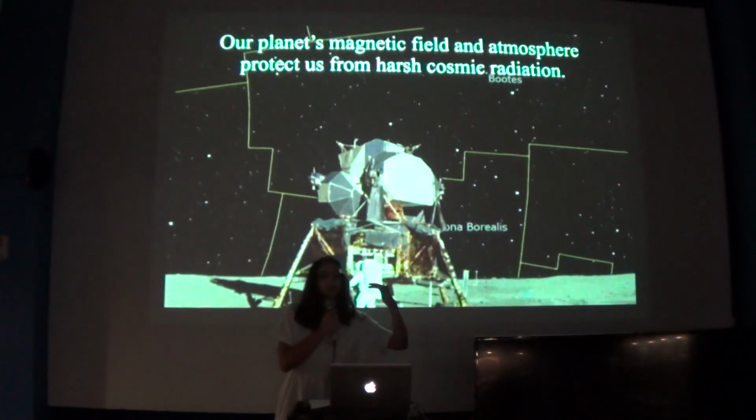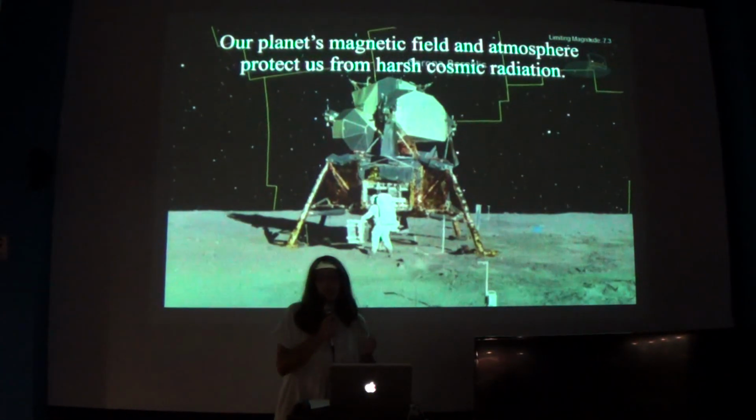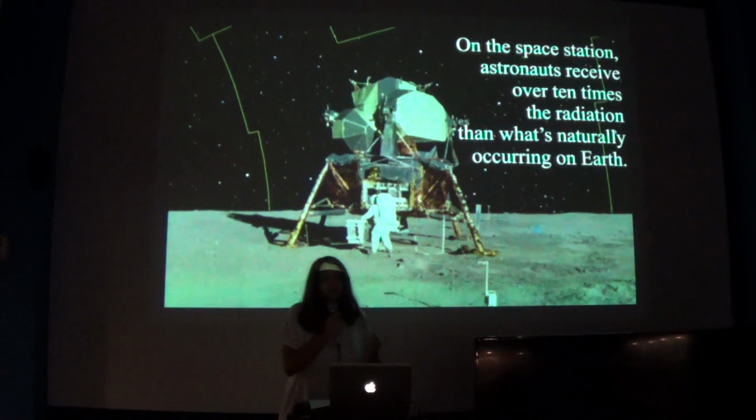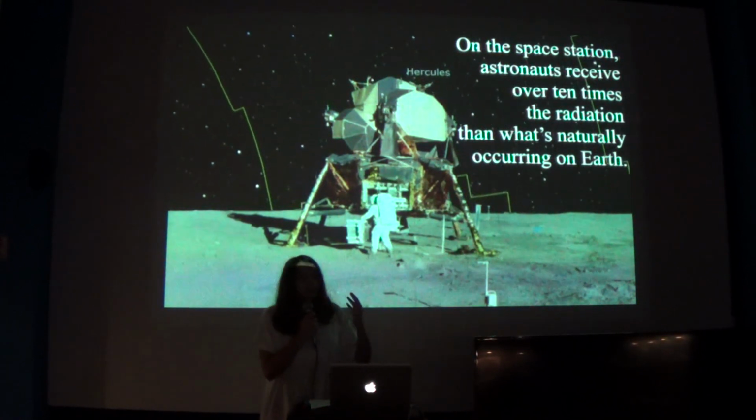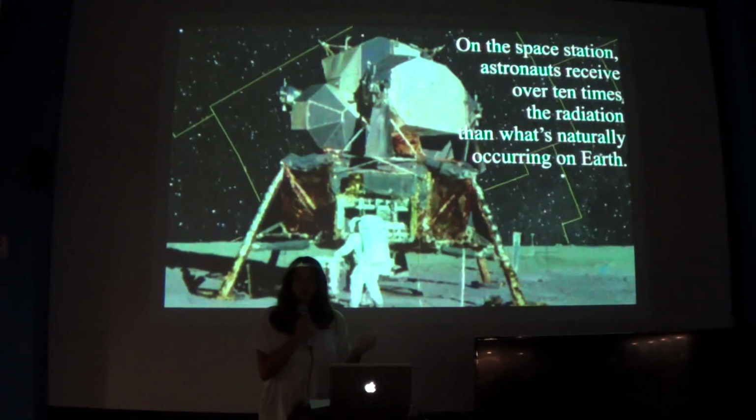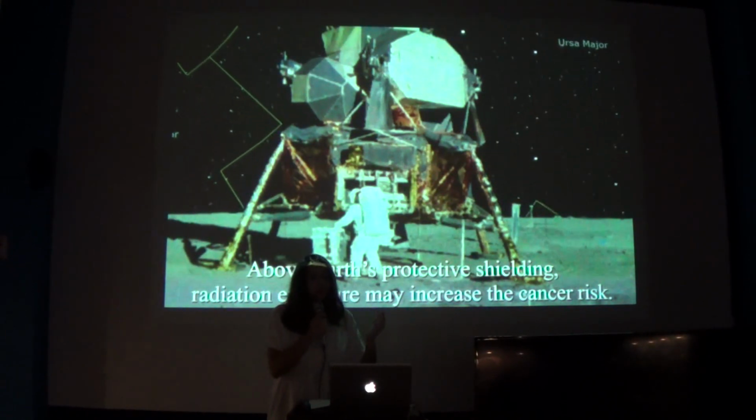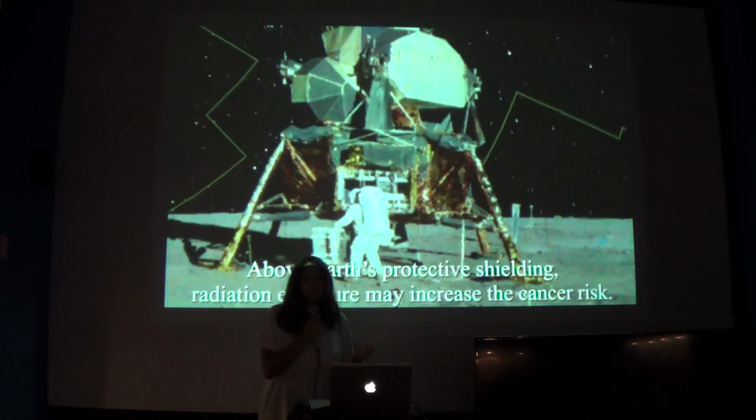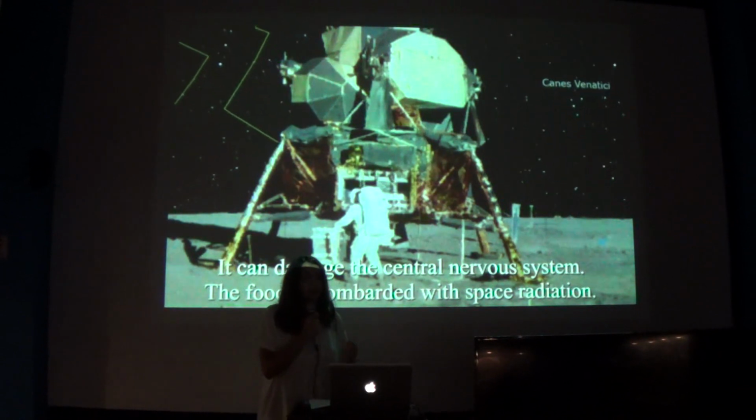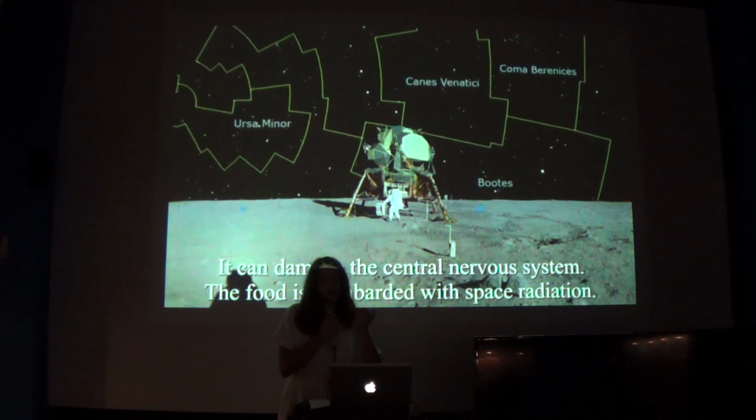Our planet's magnetic field and atmosphere protect us from harsh cosmic radiation. On this space station, astronauts receive over 10 times the radiation than what's naturally occurring on Earth. Above Earth's protective shielding, radiation exposure may increase the cancer risk. It can damage the central nervous system. The food is bombarded with space radiation.